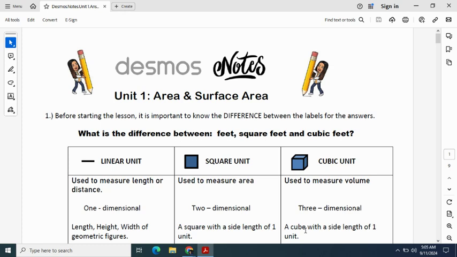Facts. Number one, before starting the lesson, it is important to know the difference between the labels for the answers. What is the difference between feet, square feet, and cubic feet?